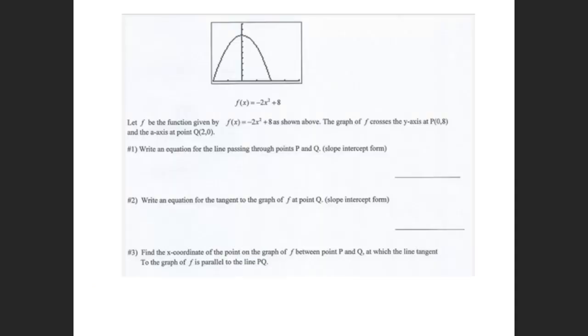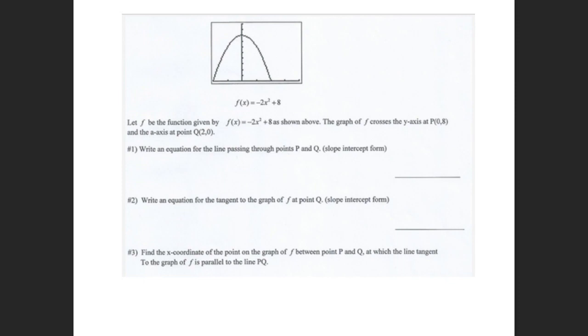All right, now I'm going to give you a problem off today's assessment, or one of them. This is a good problem. This one was off an AP exam, okay? But it really takes you step by step through the mean value theorem. It says, let f be the function given by f of x equals negative 2x squared plus 8. It's graphed up there for you, as shown above.